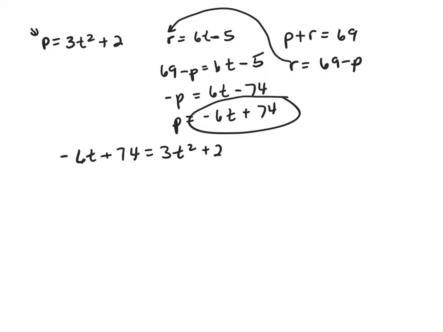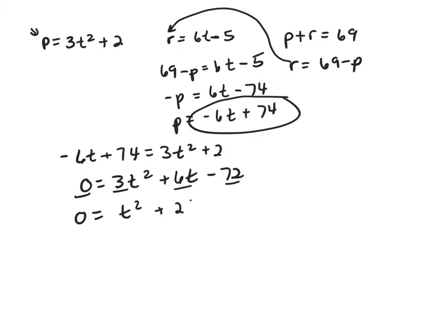And that's a quadratic equation. I need to get 0 on one side to solve. So that's going to give me 3t squared, add the 6t to both sides, subtract the 74 from both sides, and that'll give you a negative 72. Now, every term on both sides contains a 3, so you can divide through by 3. Makes my coefficients smaller. It'll be easier for me to factor.